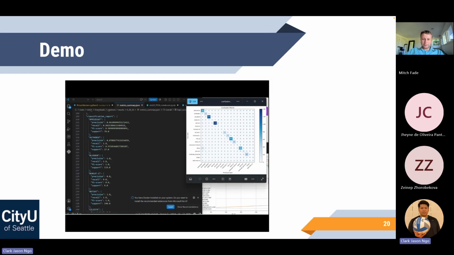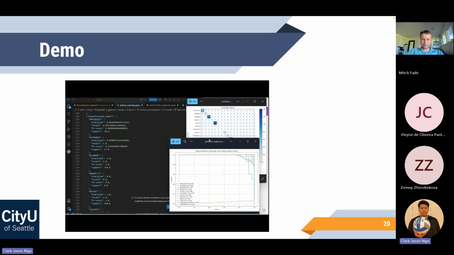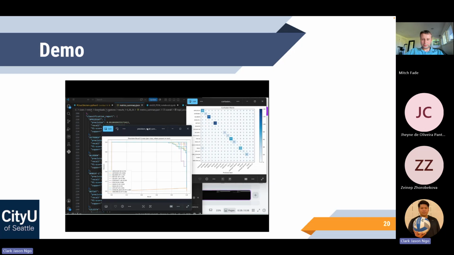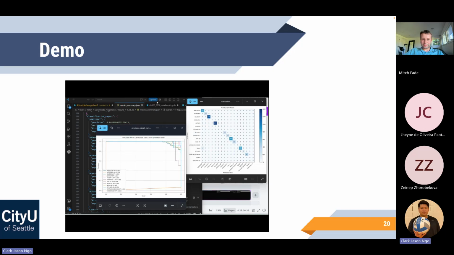It also produces a confusion matrix showing the predicted label compared to the true label, and precision and recall curves with area under the curve calculations.